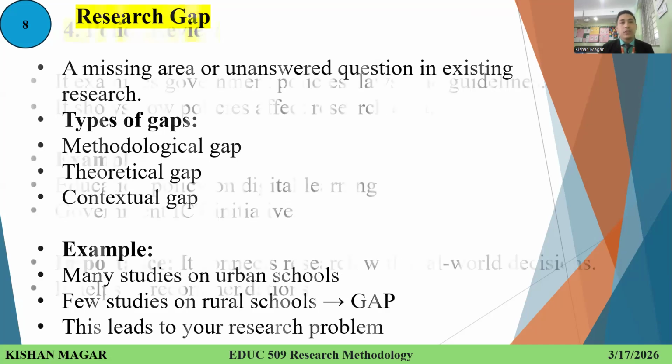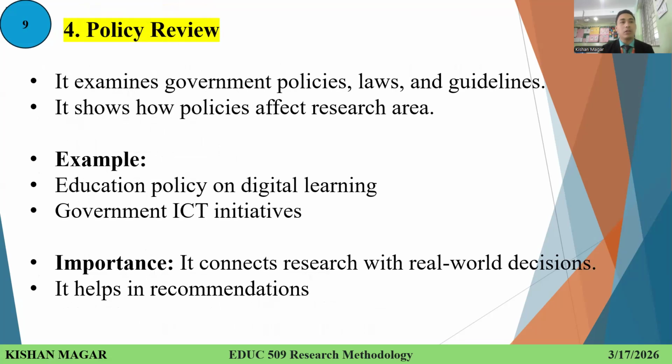Now we are moving to the last but not the least, the fourth type, policy review. A policy literature review examines government policies, laws, and guidelines. It shows how policy affects the research area. For example, education policy on digital learning or government ICT initiatives. These are examples of the policy literature review. What is the importance of policy literature review? It connects the research with real world decisions and helps in making recommendations to the government as well.